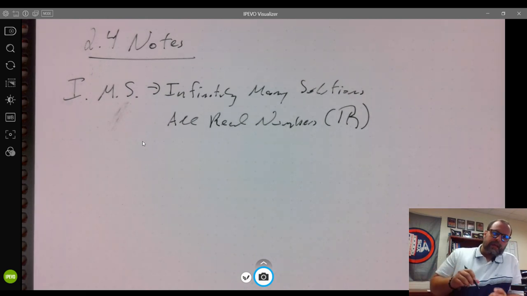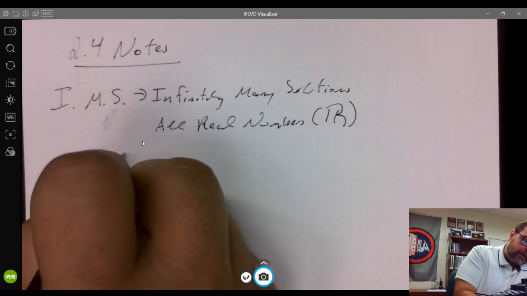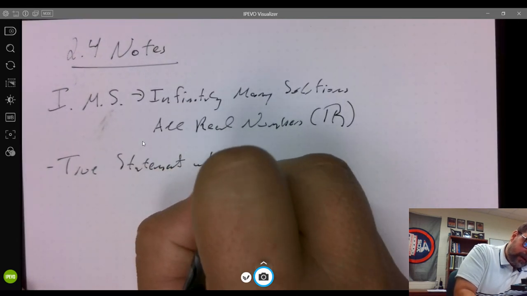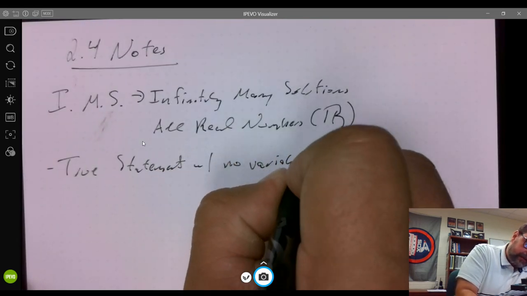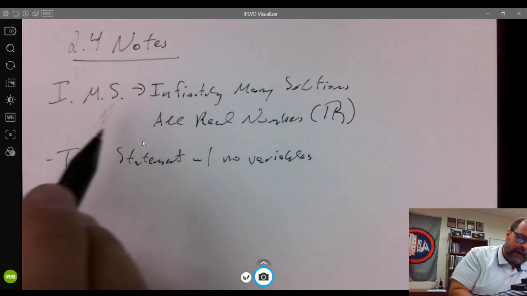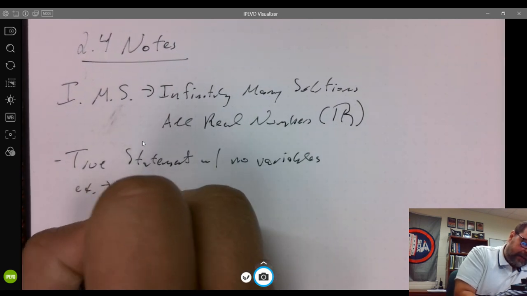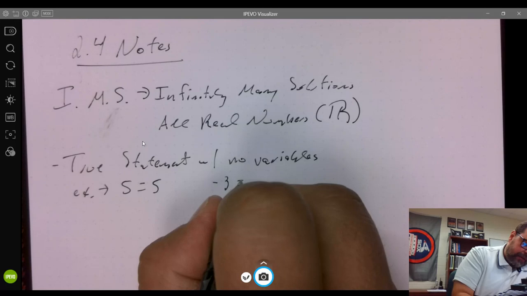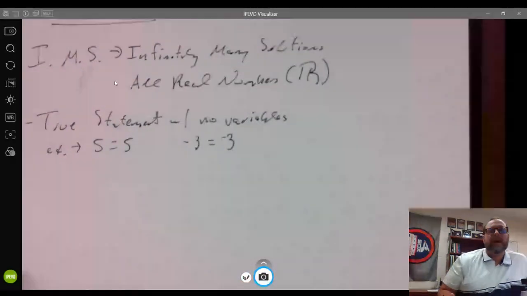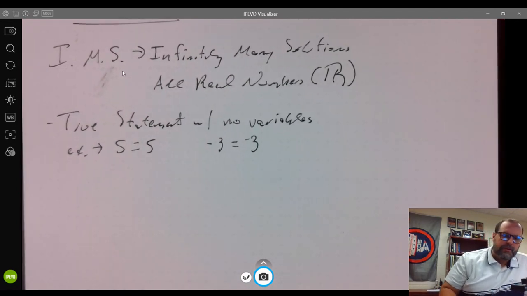This one occurs, infinitely many solutions, when you have a true statement with no variables. Okay, so an example that we'll see in a minute would be like 5 equals 5. So you're going to have at the end, instead of x equals 5, you'd have like 5 equals 5, or negative 3 equals negative 3. The variable is going to be gone, and you're like, well, what's going on here? Just is one of these special scenarios, so it'll mean you have infinitely many solutions.